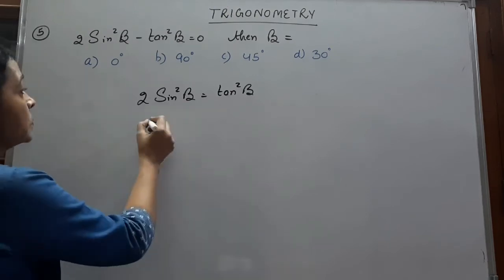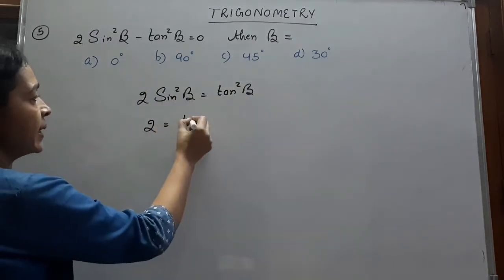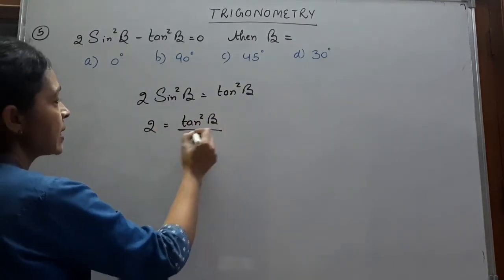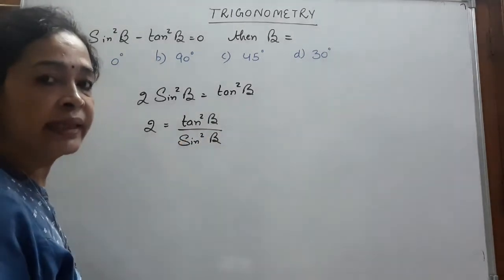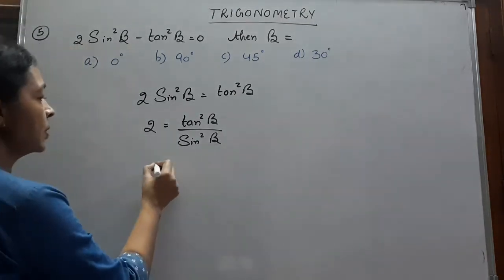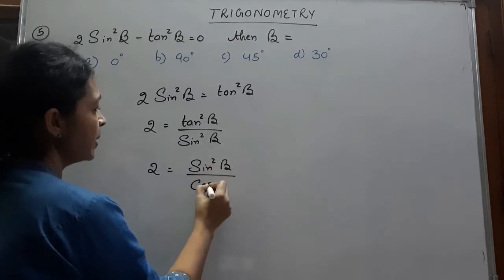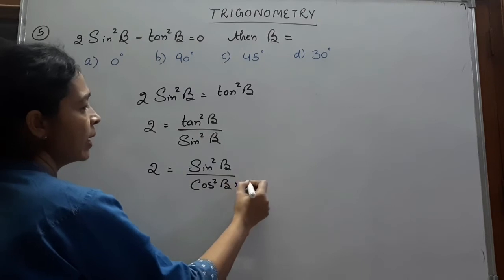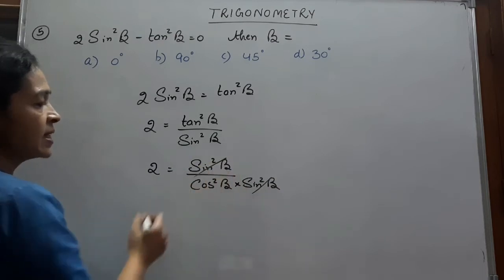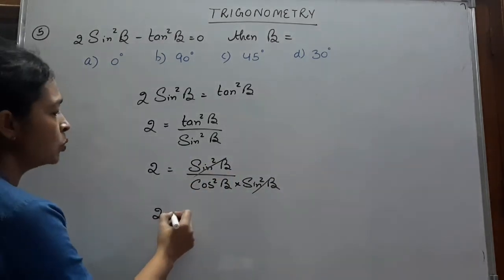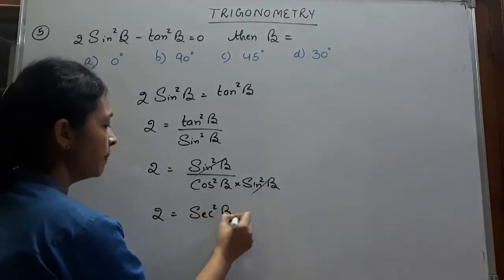Now keep 2 on the left hand side. Take sin square beta on the right hand side. This sin square beta will come in the denominator. Now what is tan theta? Sin theta upon cos theta. So 2 equals sin square beta upon cos square beta, and we have another sin square beta in the denominator. This sin square beta and sin square beta get cancelled. So 2 equals 1 upon cos square beta.